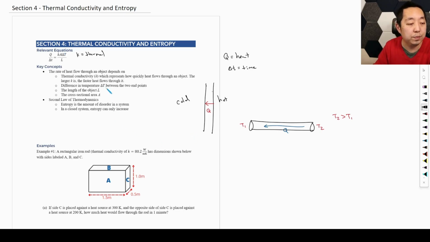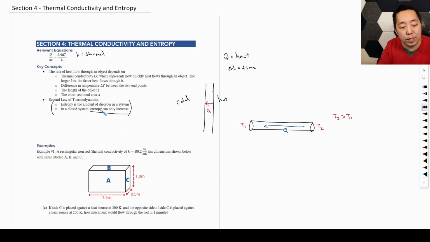because there's a bigger temperature difference. Okay, the second law of thermodynamics simply says that it is about entropy. This is the last one, like I said, this is conceptual. This is all you really need to know. Entropy is the amount of disorder in a system. And in a closed system, entropy can only increase.